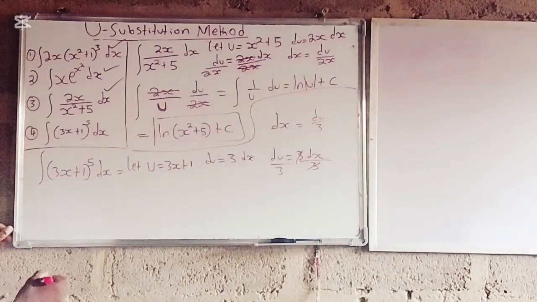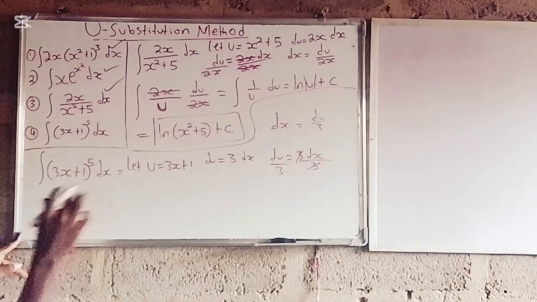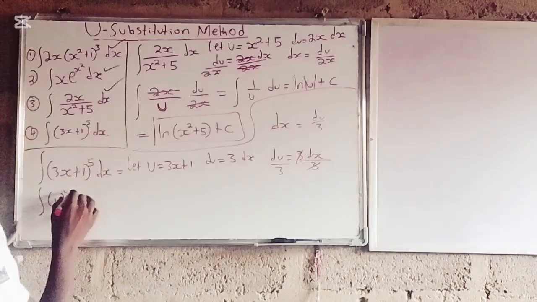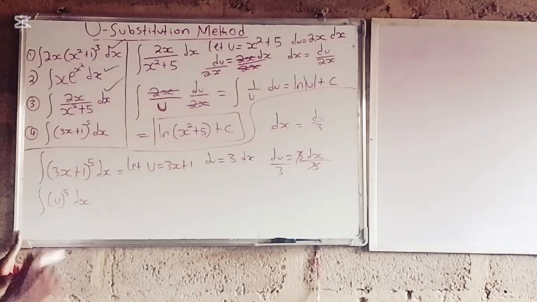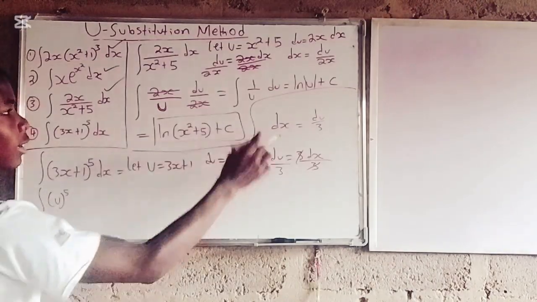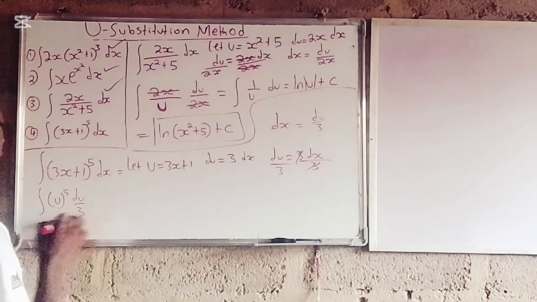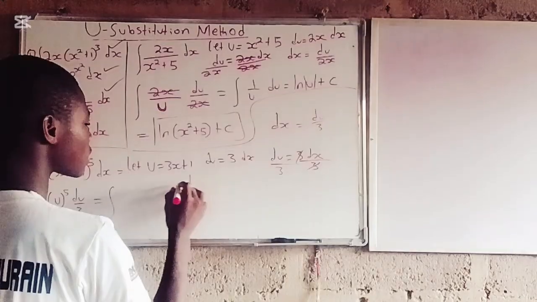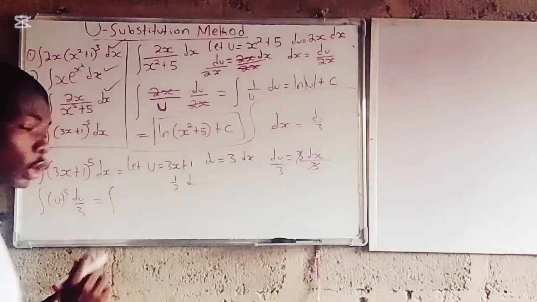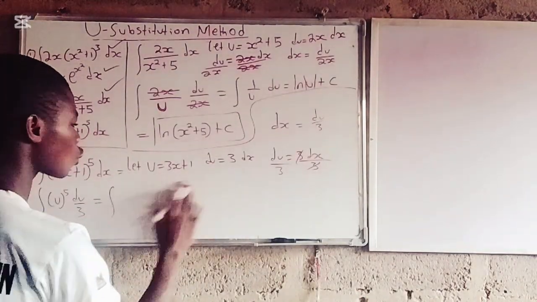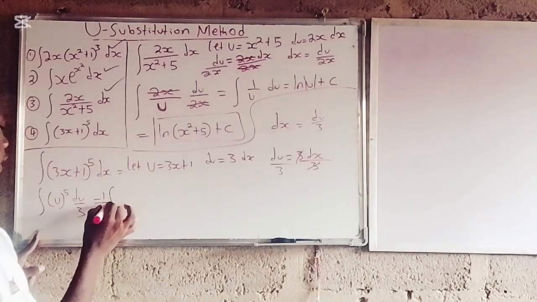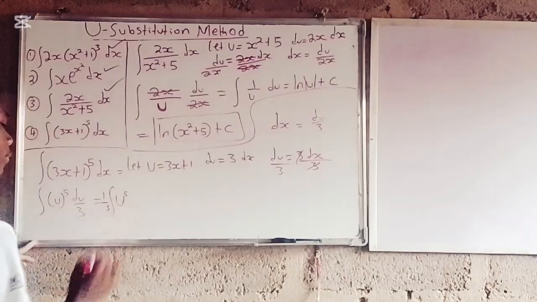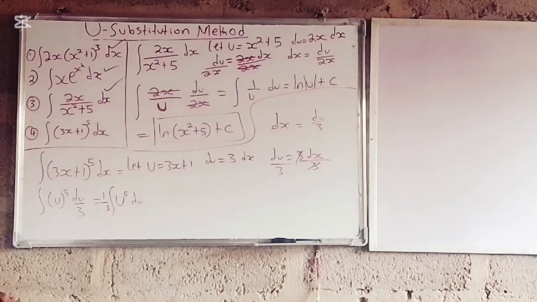So as you can see, the next thing that I'm going to do, I have to substitute: integral of u to the 5th power dx. And what will be the value of this dx? Du by 3. And this du by 3 is the same thing as 1 over 3 du. So I have to factor out this 1 over 3. And therefore I will have u to the 5th power, then I'll have only du.